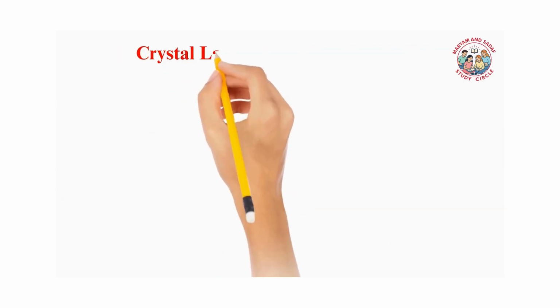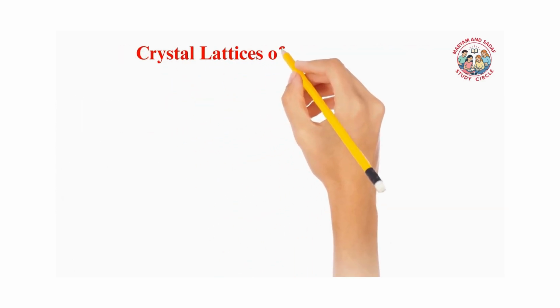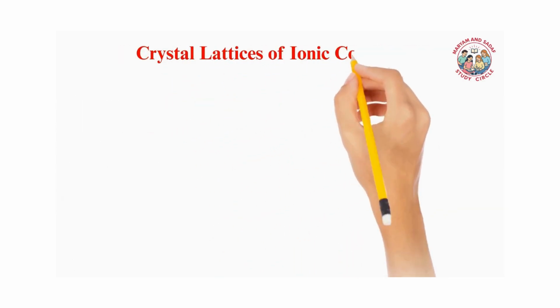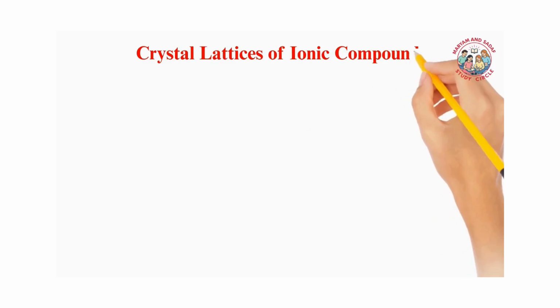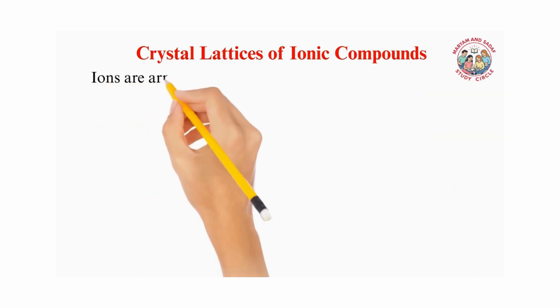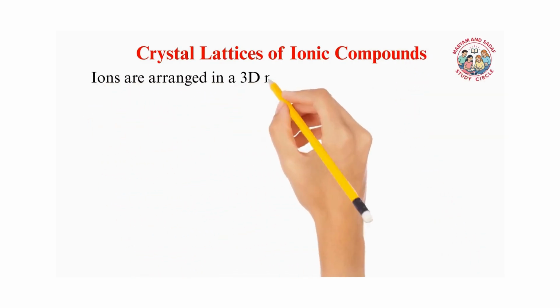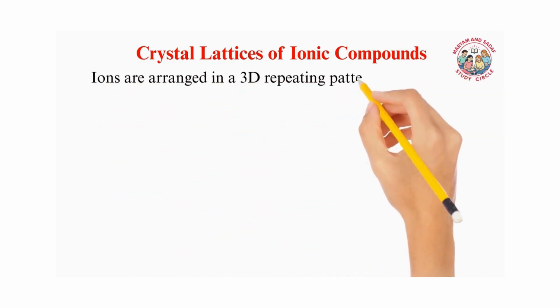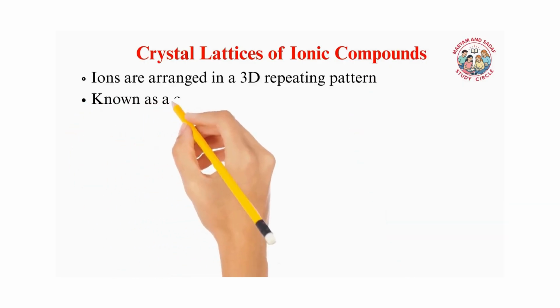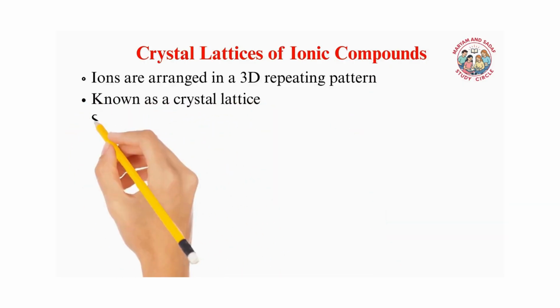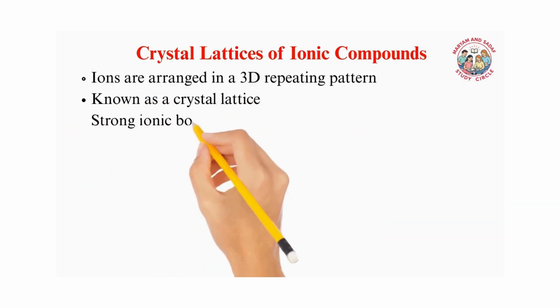Crystal lattices of ionic compounds. Ions are arranged in a three-dimensional repeating pattern known as a crystal lattice. They have strong ionic bonds and high melting and boiling points.